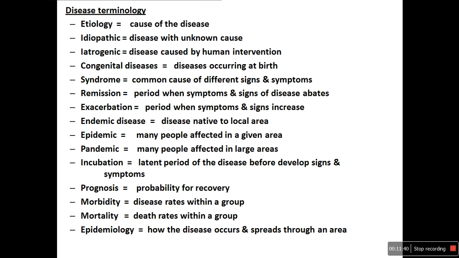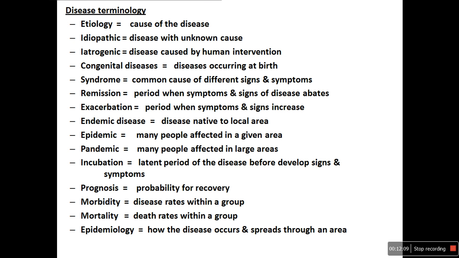Epidemic, many people affected in a given area. Many people, كثير من الناس, affected within a given area. في منطقة يعني محددة، في منطقة محددة. Endemic disease, a disease native to a local area. Epidemic, many people affected in a given area.